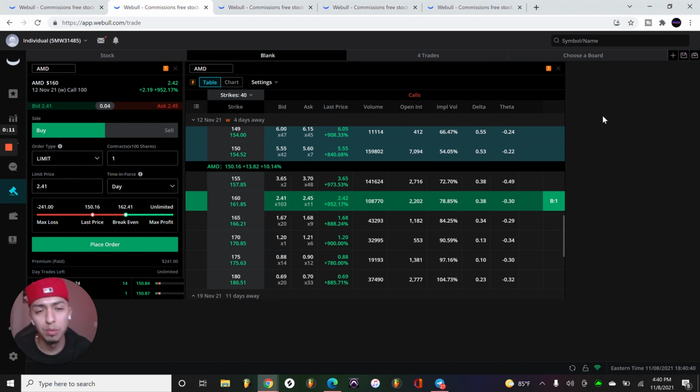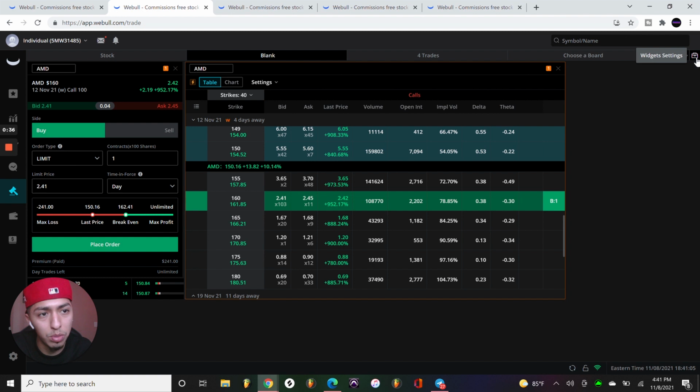I'm using Webull, but I'm pretty sure you can apply this to the other brokerages you use. It's the same idea, same concept, just a different format of brokerages. So what you want to do when you're buying a call or a put contract. First things first, you want to look for your contracts, right? And your contracts will pop up here.